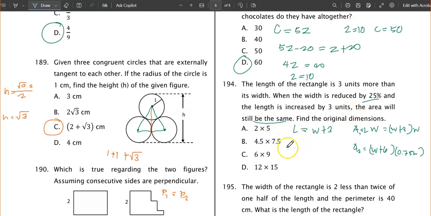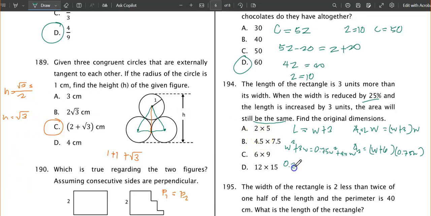So we will do, this is W squared plus 3W. This is equal to 0.75 W squared. And then we're going to have, what is 75% of 6? That is 4.5, right? So this is plus 4.5 W. And then we're just going to solve the quadratic equation.